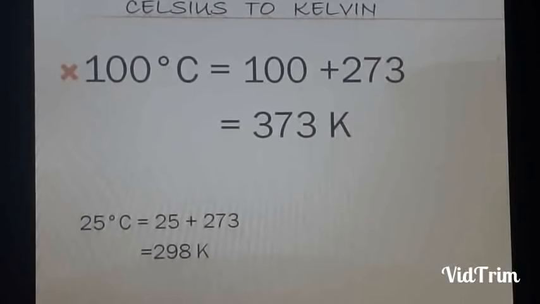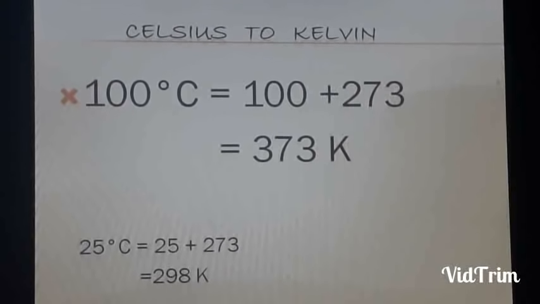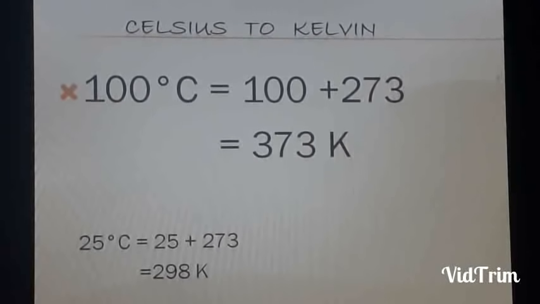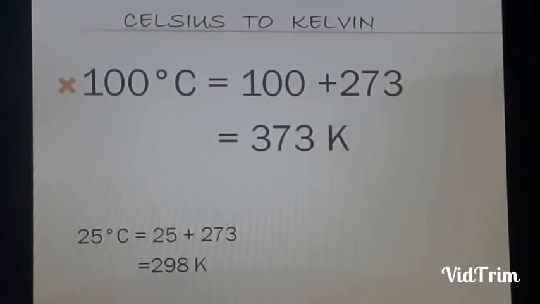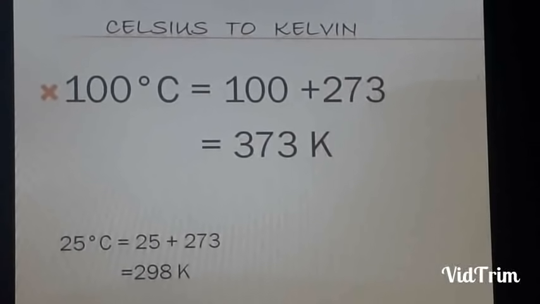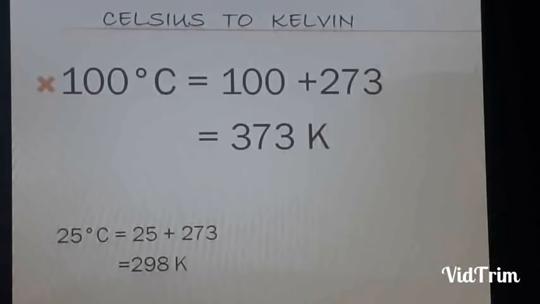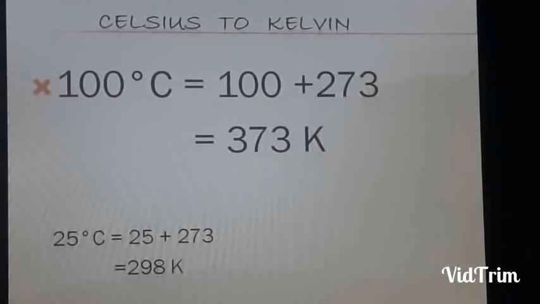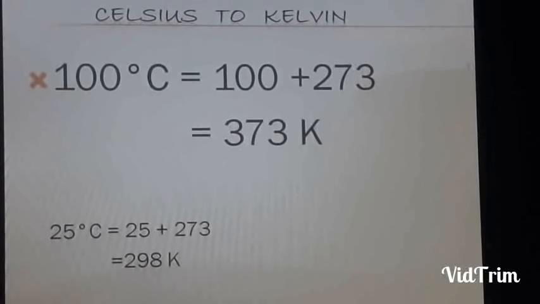So when I want to find out what is the measure in Kelvin for 100 degrees Celsius, what will I do? Yes, I will just add 273 to degree Celsius value, and what I get here is 100 plus 273, and that is 373 Kelvin. Suppose I want to know the temperature in Kelvin for 25 degrees Celsius. What will I do? 25 plus 273, and that makes it 298 Kelvin.